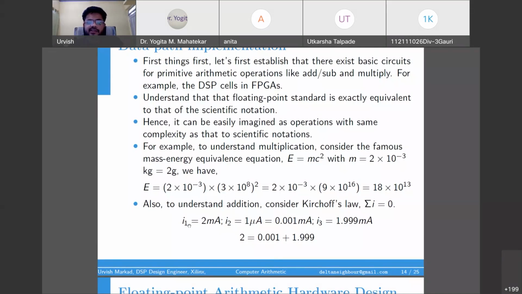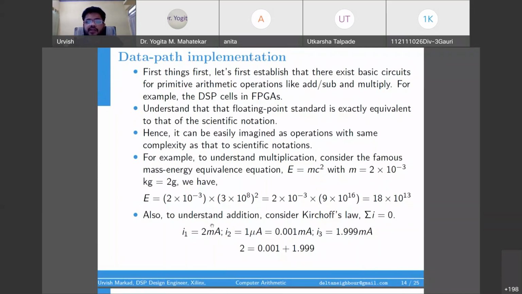Now let us understand addition. For that I've demonstrated using Kirchhoff's law: incoming current is equal to outgoing current. Imagine an outgoing current of 2 milliampere and two incoming currents, 1 microampere and 1.999 milliampere. If I want to add I3 and I2, I need to normalize their exponents first. Convert them all to milliampere and then add them to prove that Kirchhoff's law holds. See how much compute overhead is involved: I need to check the unit of the other operand, normalize this 1 microampere accordingly, and then add them. That has required a bit of compute.